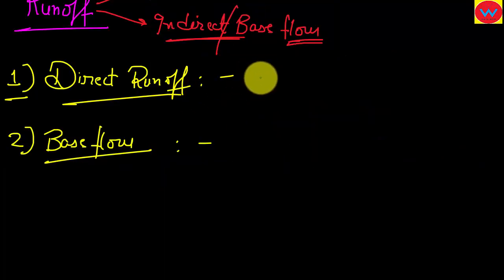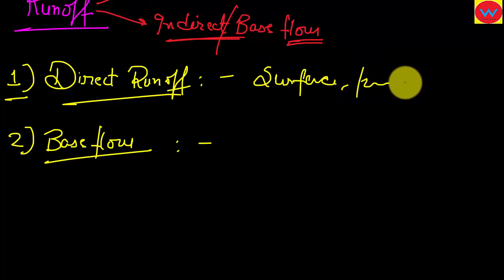Direct runoff is that part of runoff which enters the stream immediately after the rainfall. So basically it includes surface runoff, prompt interflow, and that rainfall which falls directly on the stream. So you have three types of runoff which contribute to direct runoff.